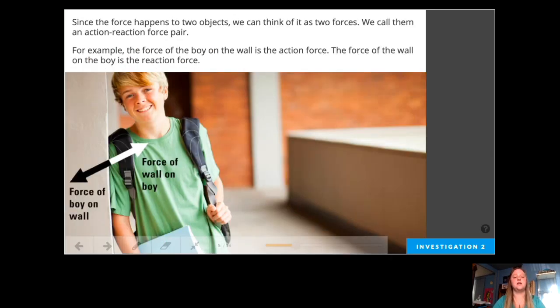Since the force happens to two objects, you can think of it as two forces, and we call those action-reaction force pairs. For example, the force of the boy on the wall is the action force, and the force of the wall on the boy is the reaction force. The boy leaning on the wall is the action force. The force of the wall on the boy, pushing back against the boy, is the reaction force.